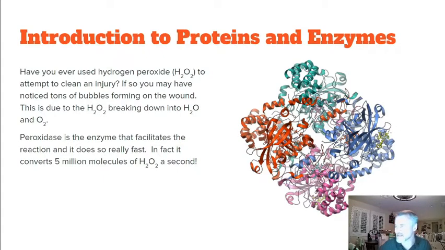The reason that this is happening is it's doing a chemical breakdown of hydrogen peroxide into those little parts. In fact, it converts 5 million molecules of hydrogen peroxide per second into water and oxygen. So it speeds up the reaction. Hydrogen peroxide would actually break down into those components naturally on its own, but it would take a long, long time without the peroxidase enzyme.